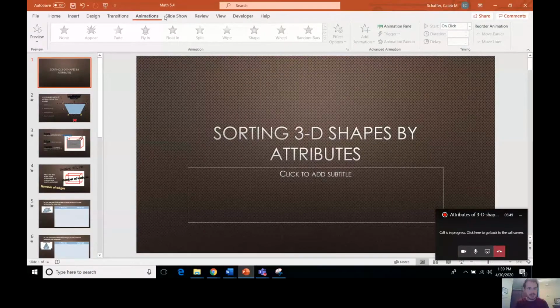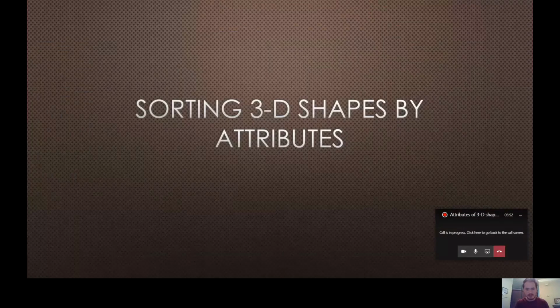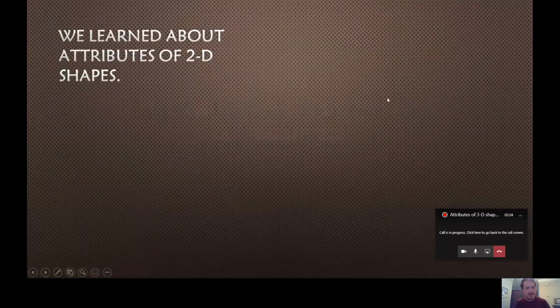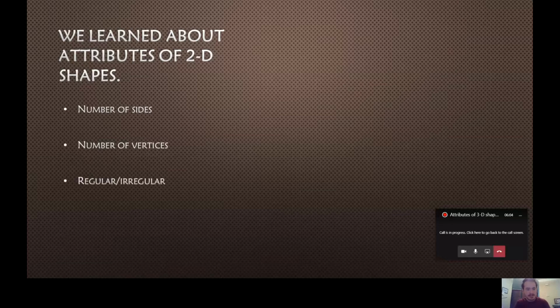Schaefer here. I'm ready to teach you today about, we're going back to attributes, but we're going to be talking about sorting three-dimensional shapes by attributes instead of two-dimensional shapes today. So we've already learned about attributes of two-dimensional shapes. Here's a few. We can talk about number of sides, number of vertices, whether it's regular or irregular, or how many pairs of parallel lines it has.